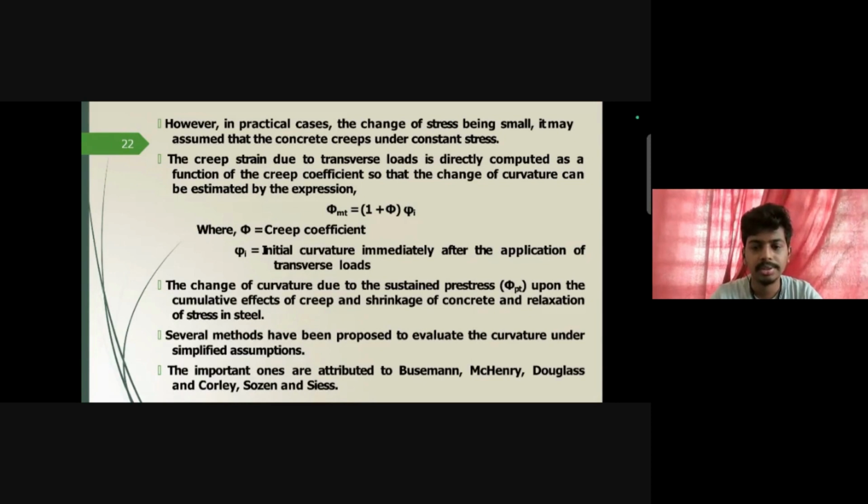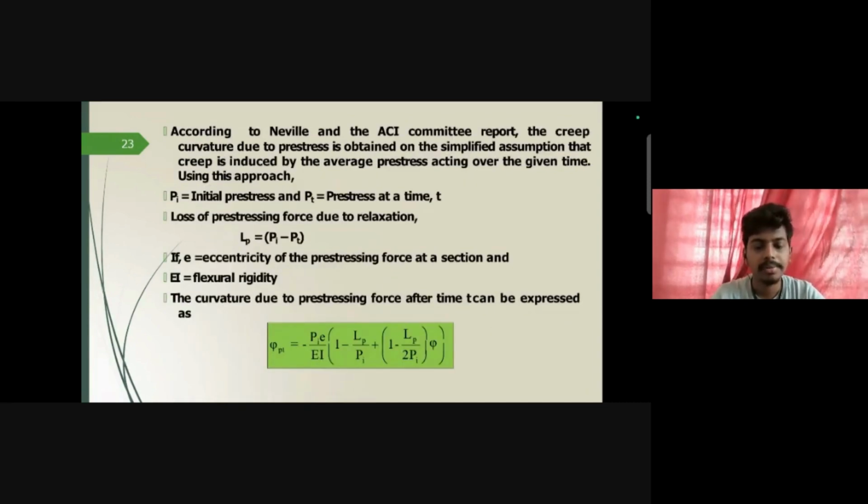The change of curvature due to sustained pre-stress depends upon the cumulative effects of creep, shrinkage of concrete and relaxation of stress in steel. Several methods have been proposed to evaluate the curvature using simplified assumptions. The important ones are attributed to Branson, Henry, Dilger, Corley and Sozen, and others. According to Neville and the ACI committee report, the creep curvature due to pre-stress is obtained on the simplified assumption that creep is induced by the average pre-stress acting over the given time, where Pi is the initial pre-stress and Pt is the pre-stress at time t.